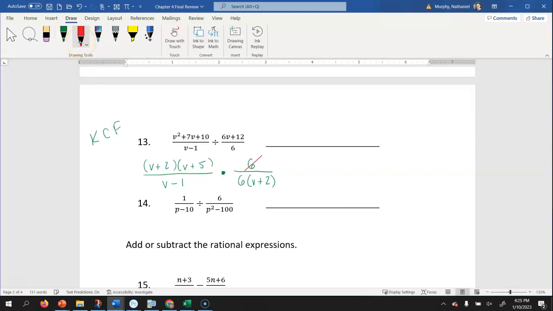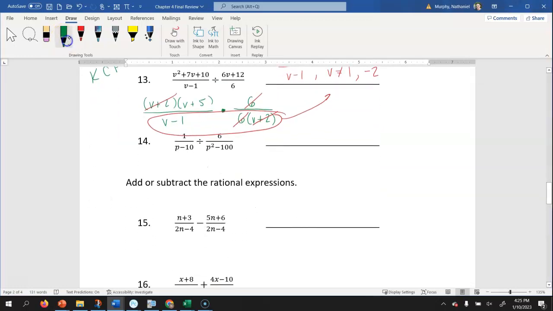My favorite part. So the 6's cancel out, the v plus 2's cancel out, and I'm left with v plus 5 in the numerator and v minus 1 in the denominator. Remember, I need to say what my restriction is in my domain. So in this case, what can't we use for v? So I look down here. So v can't equal 1. The 6, we don't get to worry about a restriction for that because there's no x with the 6. But for the v plus 2, v can't equal -2. So those would be my restrictions in my domain for number 13.